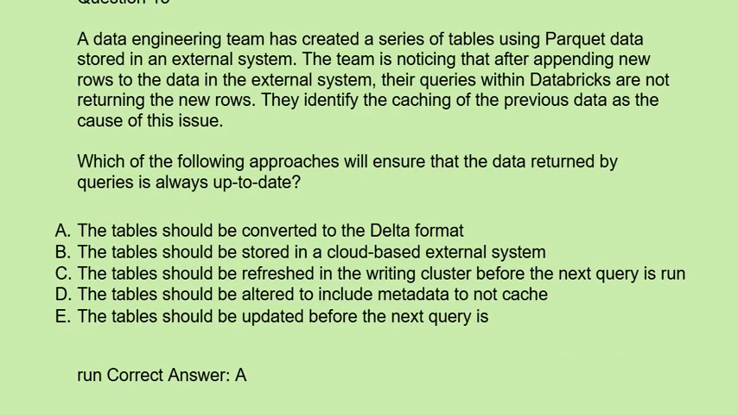Option A, the tables should be converted to the delta format. Option B, the tables should be stored in a cloud-based external system. Option C, the tables should be refreshed in the writing cluster before the next query is run. Option D, the tables should be altered to include metadata to not cache. Option E, the tables should be updated before the next query is run. Correct answer is option A.